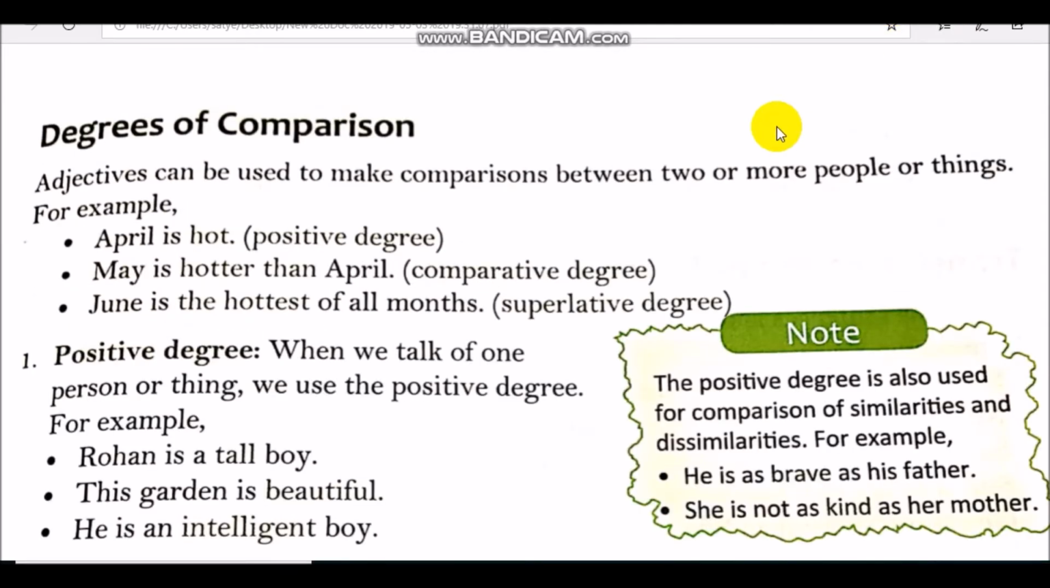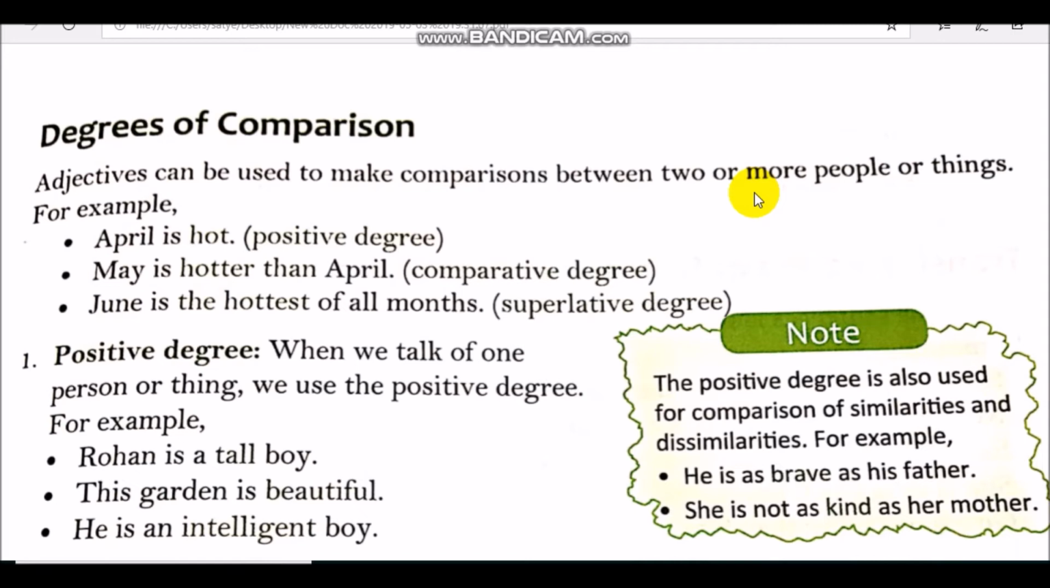So these are the kinds of adjectives. First is adjective of quality, adjective of quantity, adjective of number, possessive adjective, interrogative adjective, distributive adjective, demonstrative adjective. We have discussed them now. Now there are degrees of comparison. In adjectives, we can also make comparison between 2 or more people. For example, April is hot. We are saying a positive, taking a simple thing, that April is hot.